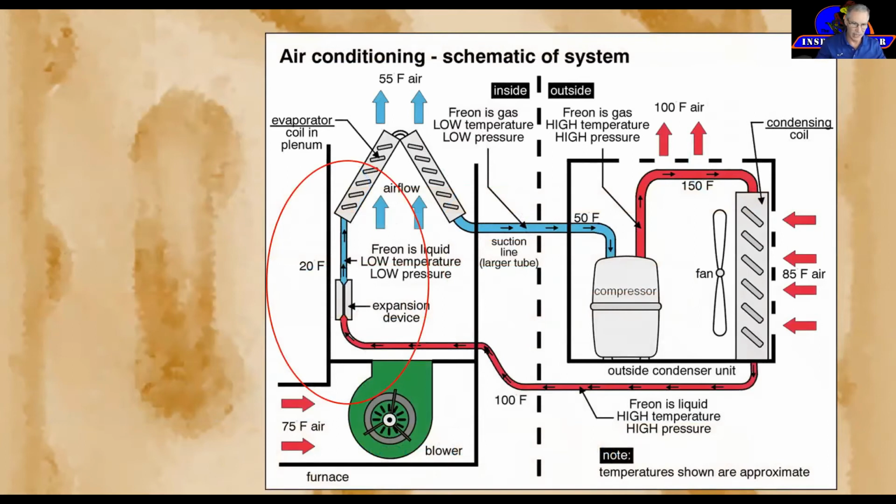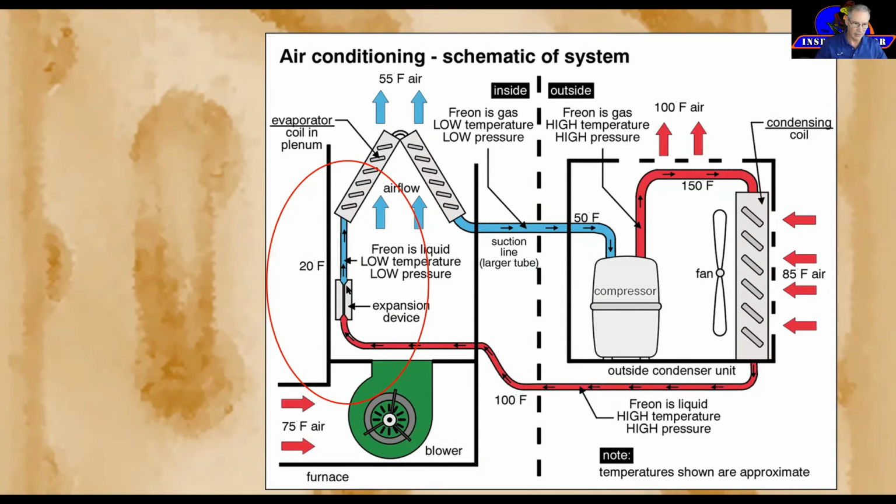So now it moves as a high temperature, high pressure liquid over to the expansion valve. The expansion valve is going to increase the volume and decrease the pressure, and when you decrease the pressure, you decrease the temperature. Make sense?